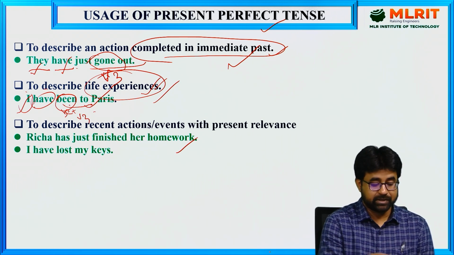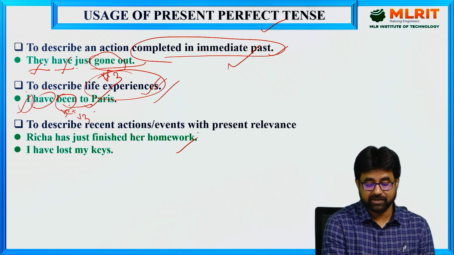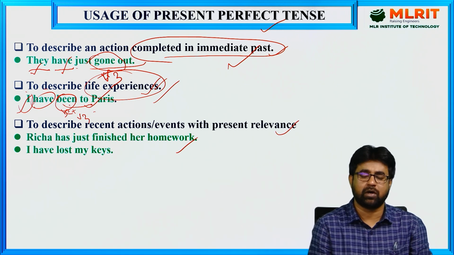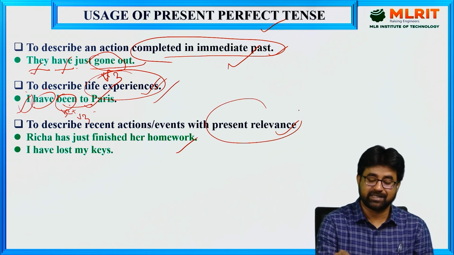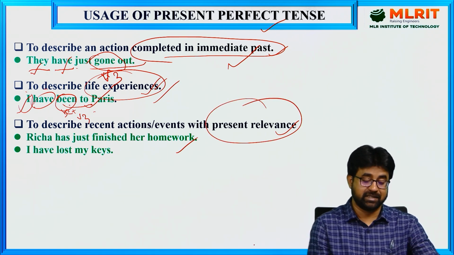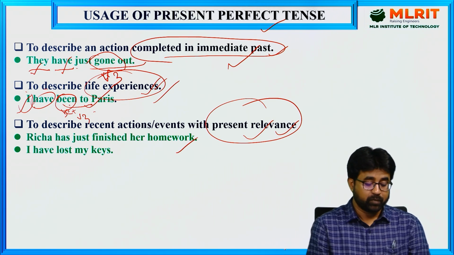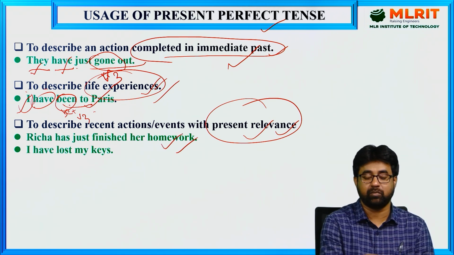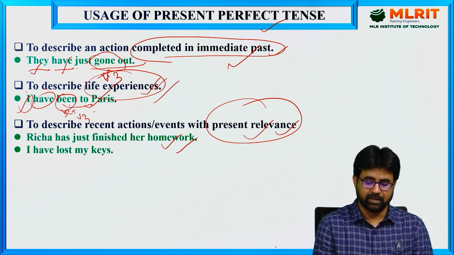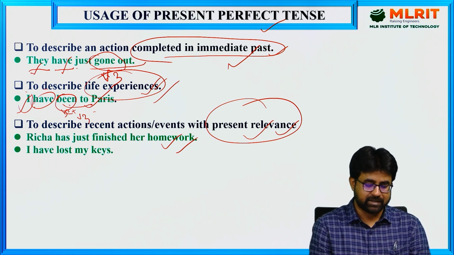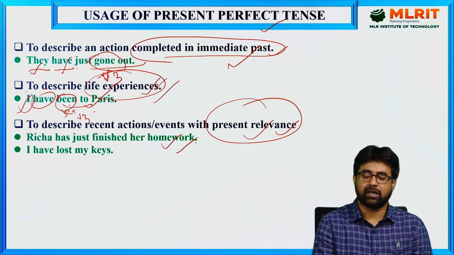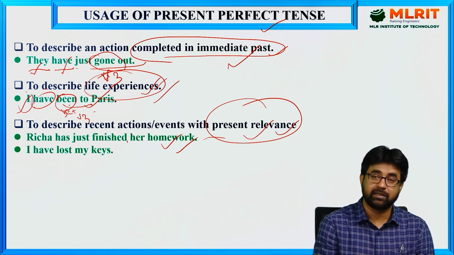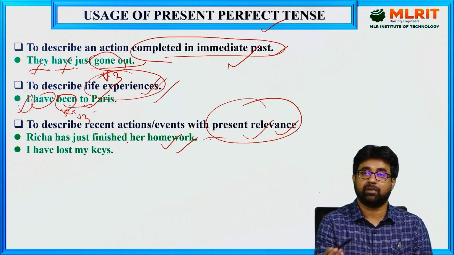The third usage is to describe recent actions or events with present relevance. If I am talking about a recent event or action which might have just got over but still has some present relevance, or even a past incident with present relevance, we can use present perfect tense. You can see here, Richa has just finished her homework. This is pretty simple. I'm talking about an event that has just been completed, and because of that, Richa might now be watching a movie. The relevance is there because she finished the work. What can she do now? She can watch TV, right?